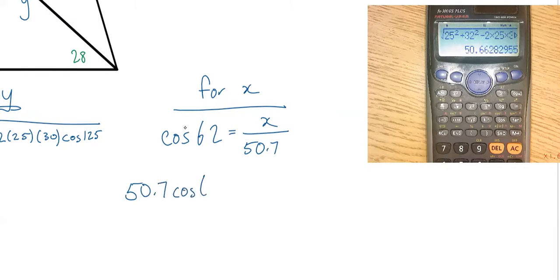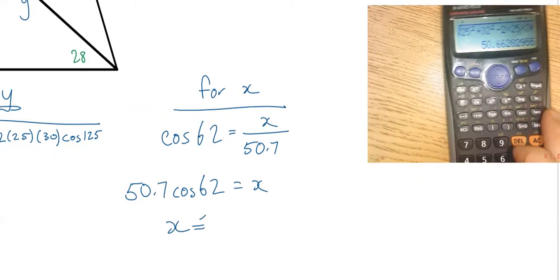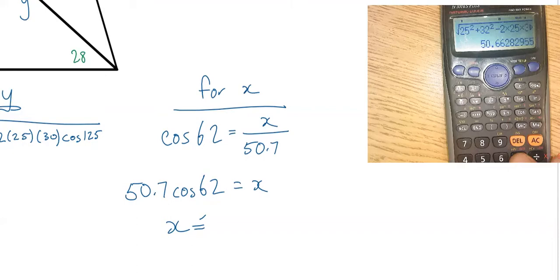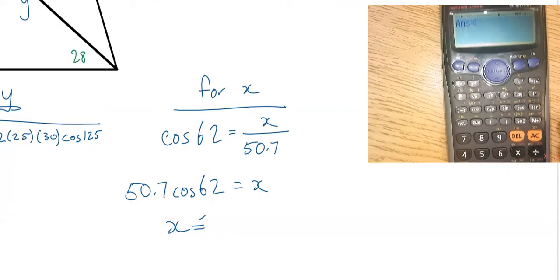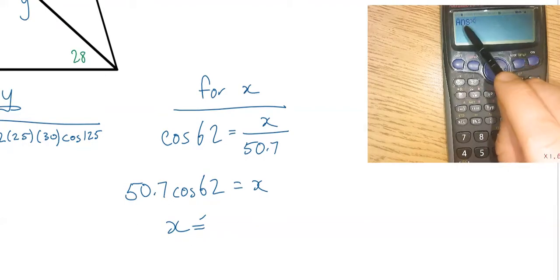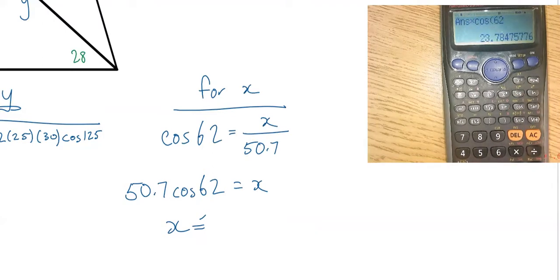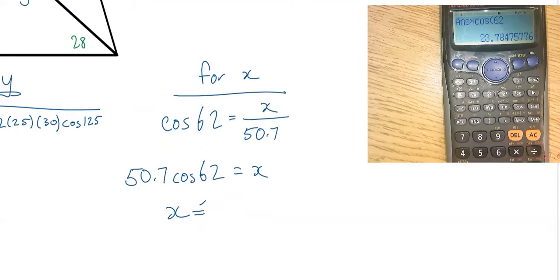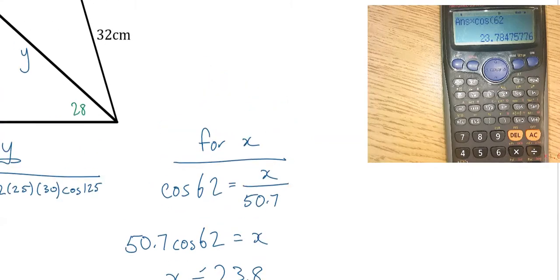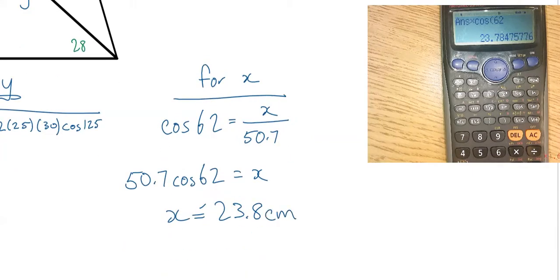50.7 cos 62 equals x, so x equals... and now I can round to 1 decimal place and go back to this calculator. I don't even have to hit it. I'm sure you've noticed this, but if I just hit times, it puts the answer in there for me, right? So times cos 62, 23.8, rounding to 1 decimal place because it's my final answer, and that's centimeters.